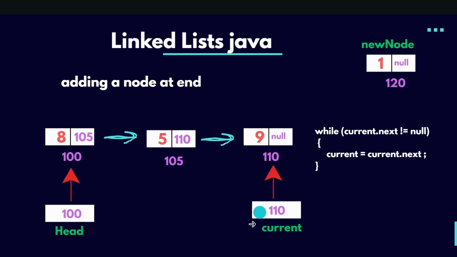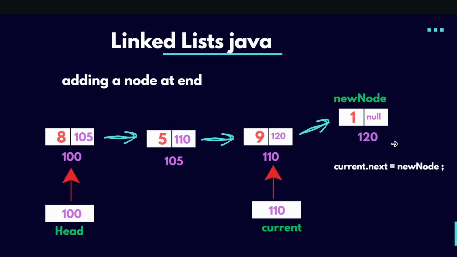After the current pointer is pointing to the last element in the linked list, the next step is, with the help of this statement, to add the new node here. What is that statement? The current node is pointing to the last one, and we can simply say current dot next is equal to new node. That's it. There is no need of making any other connections. The whole connection has been made. So this is how you can append any new node at the end of the list.